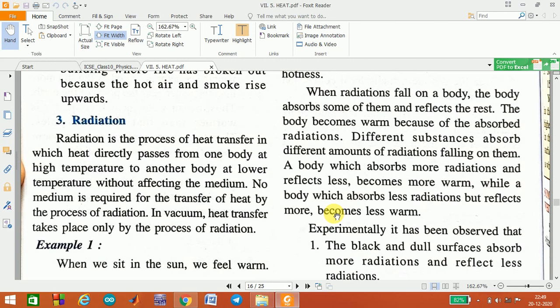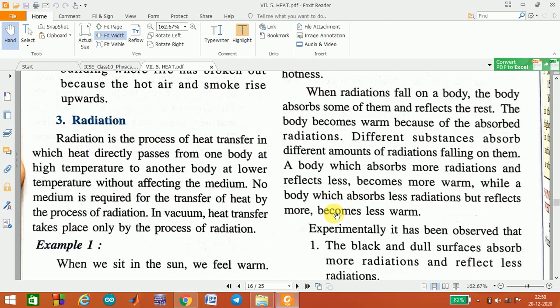Okay, so for the first case, conduction, the bodies have to be in contact. For convection, the molecules of the medium take part. And here, without contact, the heat passes directly from one body to another body, from high temperature to lower temperature, without affecting the medium. So here the medium will not be affected. No medium is required for the process of radiation.